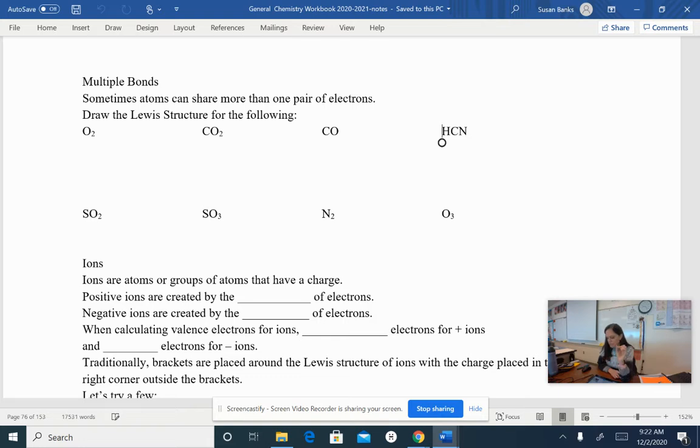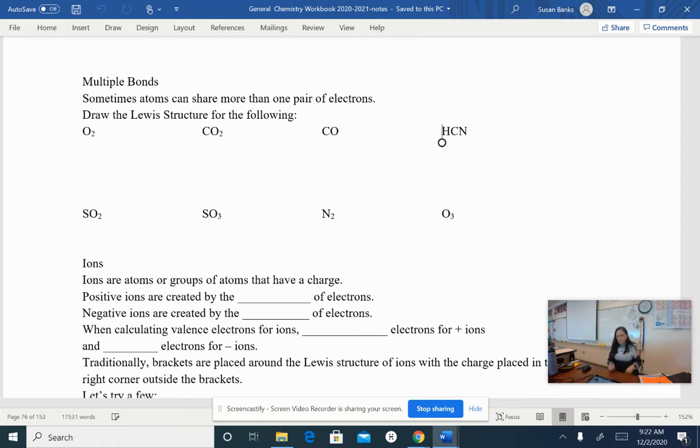Today we're going to start layering in double and triple bonds on this and how we use those to satisfy octets while using fewer electrons. And we're also going to start layering in ions and how we do Lewis structures for covalently bound ions. So here we go. We're just going to dive into it today.